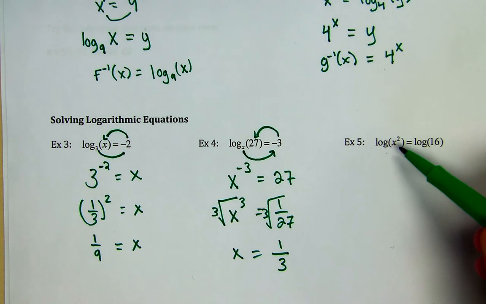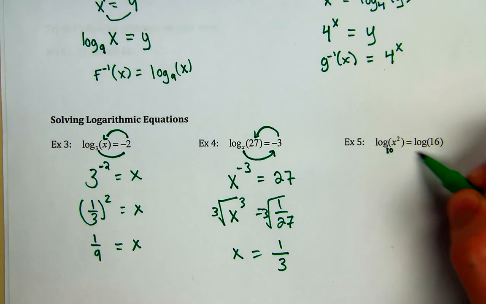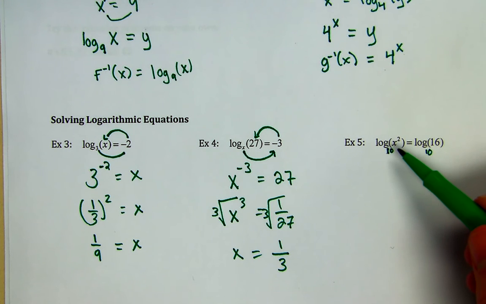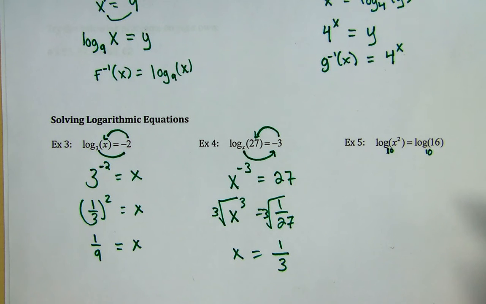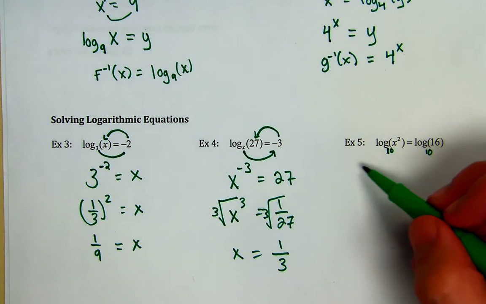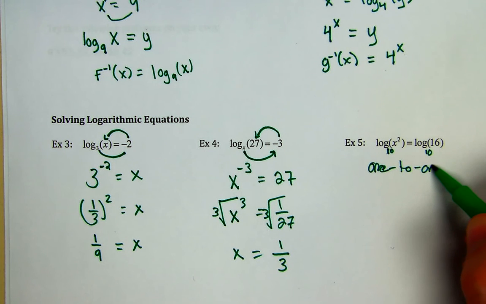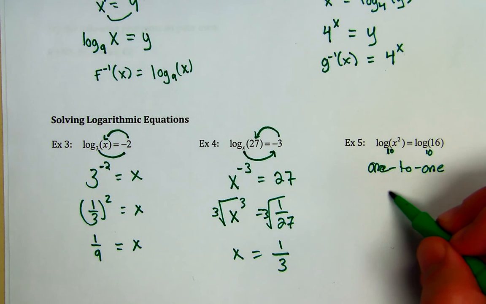Now recall, if a base isn't written, we know that base is the common base 10. Remember when we had two exponents that were equal to each other? We could set the exponents equal by the one-to-one property. Well, same thing with bases. If you have two logs equal to each other of the same base, the one-to-one property lets us take what they're equal to and get rid of the logarithm.